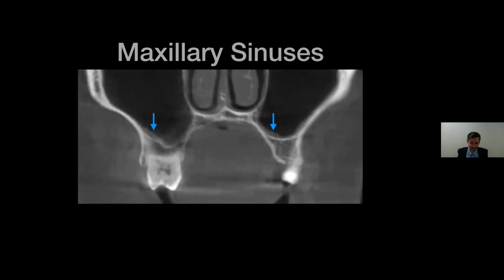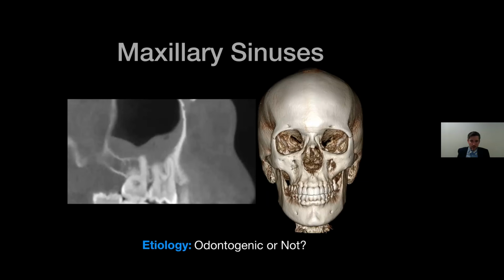Okay, awesome. Thank you. So again, looking at the sinuses, 1 to 3 millimeters of mucosal thickening is considered normal. But if I see something above that, this is the question I ask myself. I want to know, what is the etiology? Is it because of a tooth, in this case a maxillary molar or premolar, or is it not due to a tooth infection?